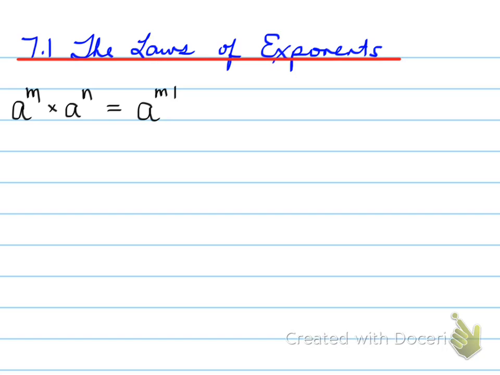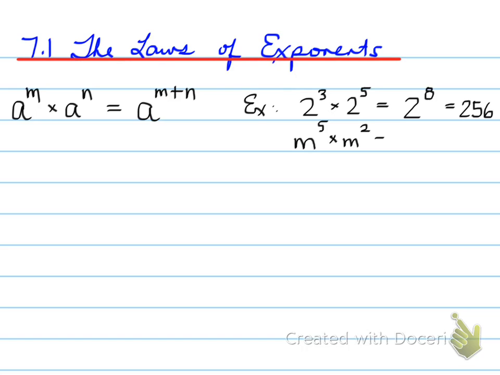The product of two powers with the same base, you will add those exponents, known as the product law. An example of that is 2 to the power 3 times 2 to the power 5. Simplified will give you 2 to the power of 8. And if you're asked to evaluate, you would then give the answer 256. And an example with variables, m to the 5 times m to the 2 is equal to m to the 7. This is known as the product law.